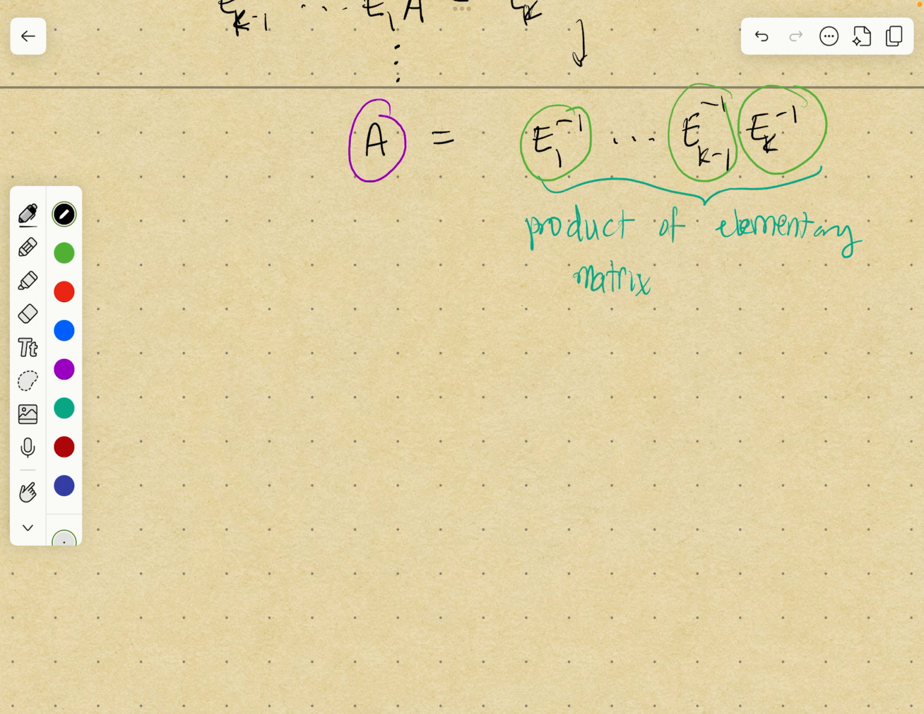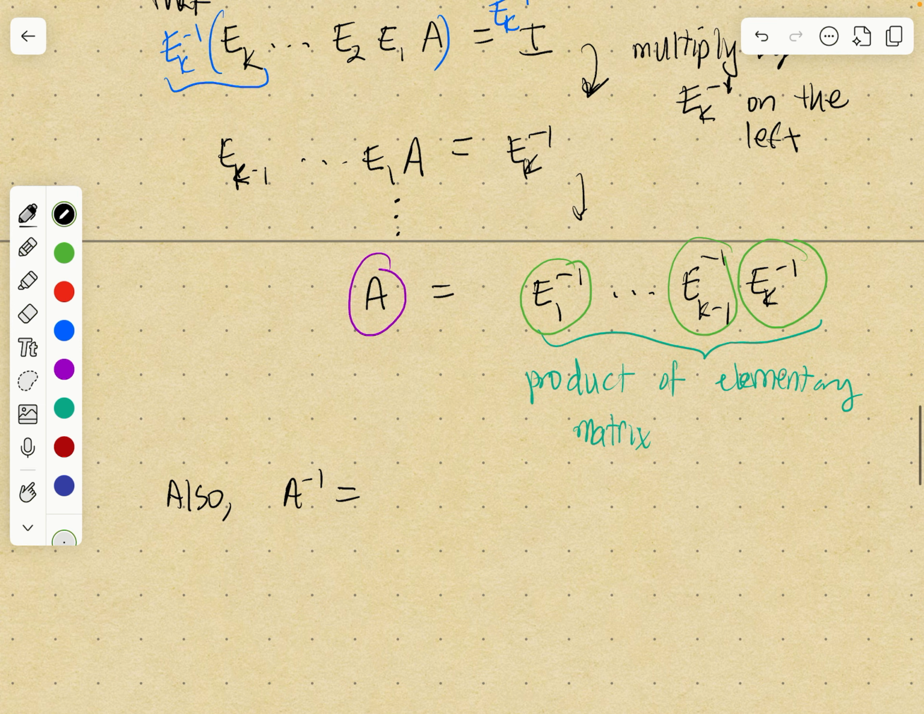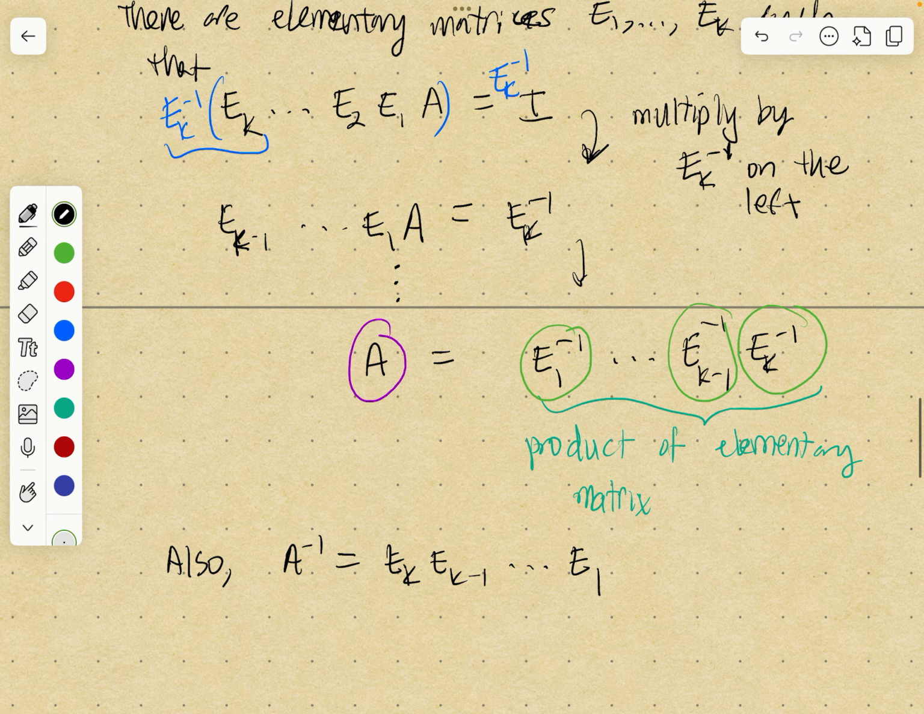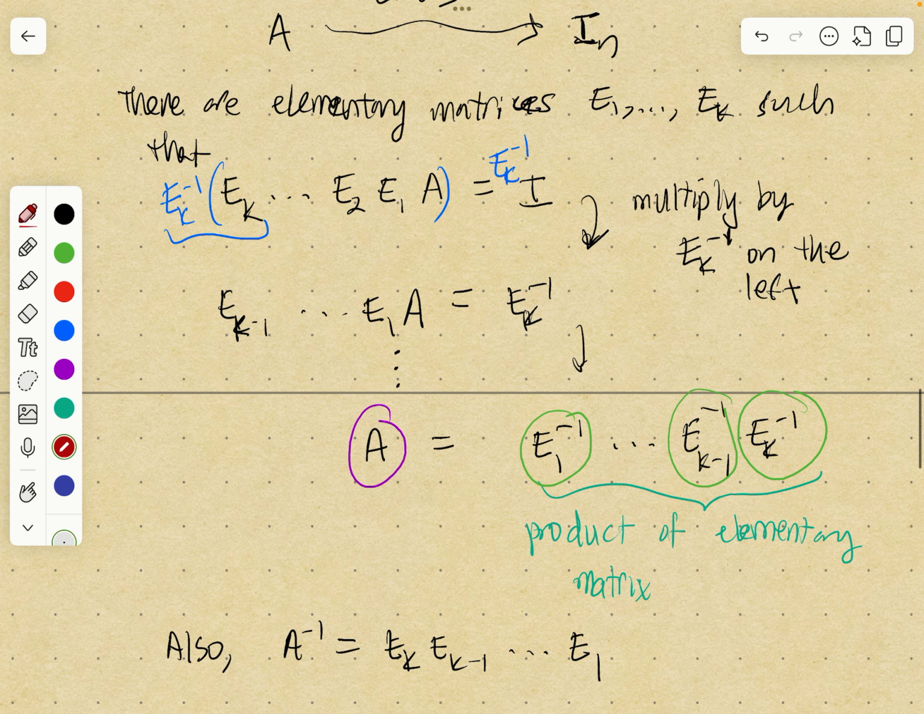And by the way, also note, what would be A inverse? A inverse would be the inverse of this, which is E_K up to E_1. It's the matrix that you multiply A by to get the identity matrix. Right, if you take this and you multiply it by A, you get the identity matrix.